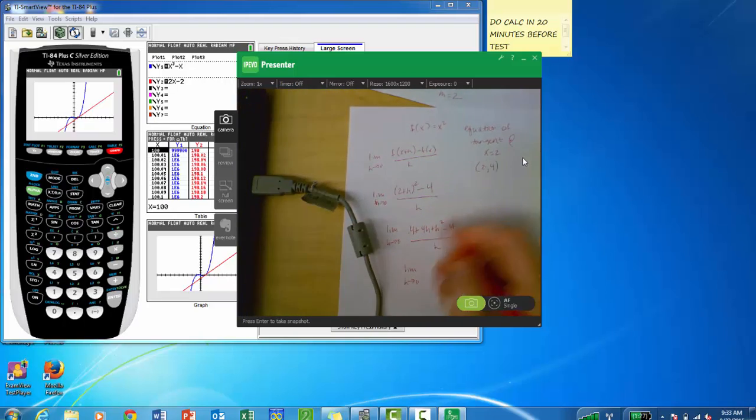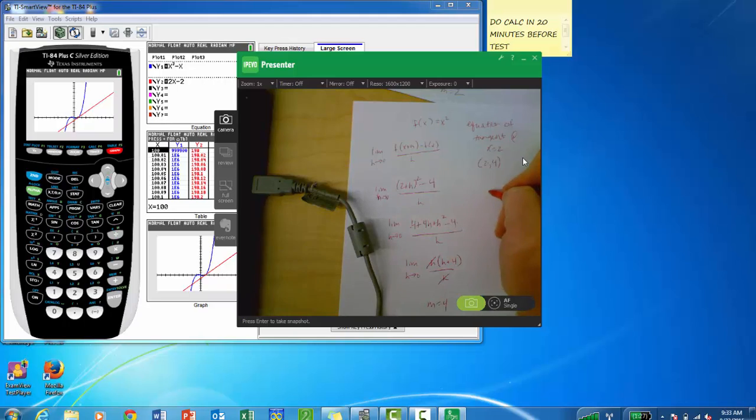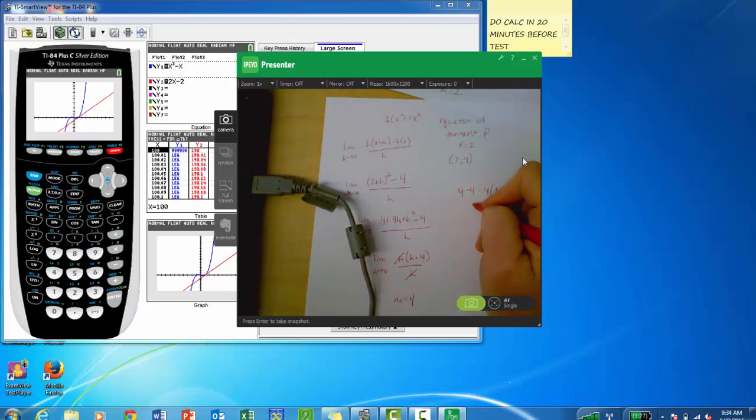The 4's cancel out. You just have h times (h plus 4) all over h. The h's cross out. Plug in 0 for h. And the slope at this point is 4. So the equation of the tangent line is y minus 4 equals 4 times (x minus 2). Let's just solve for the fun of it. You do not have to. Distribute, I get 4x minus 8. When I add 4, I get 4x minus 4.